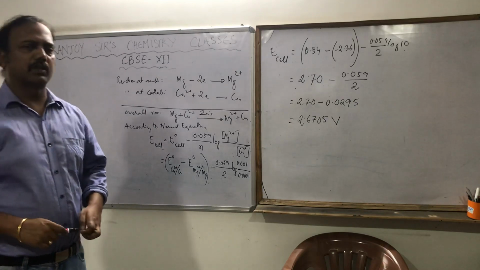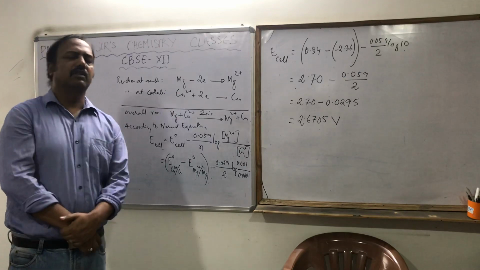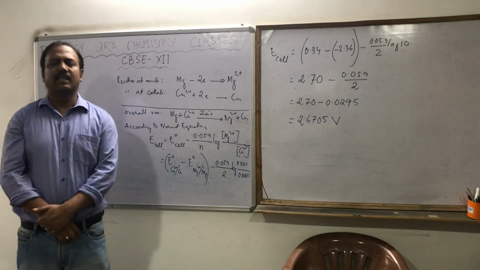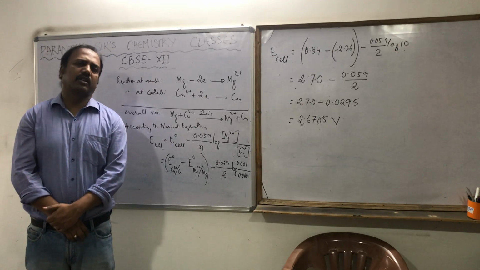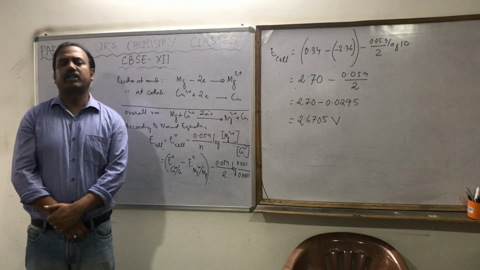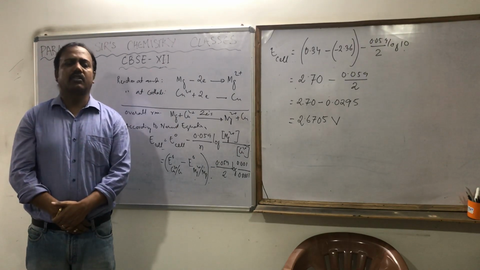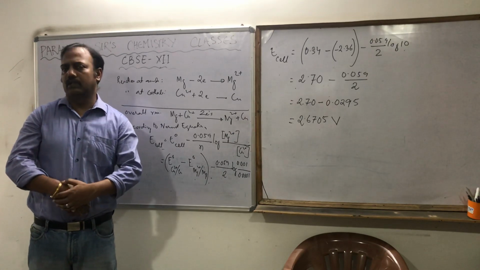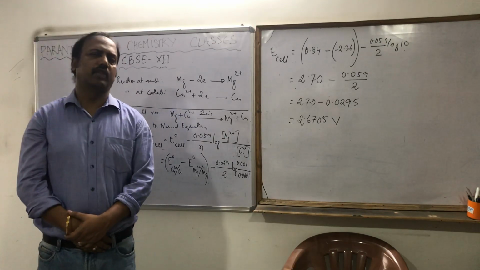So hope you understood the Nernst equation and its application, which tells us how we can find out the value of E cell at non-standard condition by varying the concentration of the electrolyte, not keeping it at 1 molar. Okay, so please solve more numericals related to the Nernst equation which are there in the NCERT. You can solve these, that is more than enough.